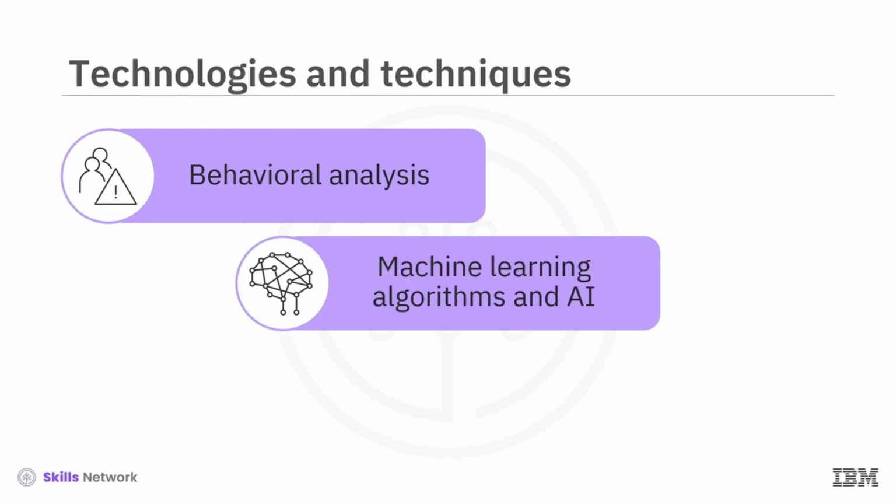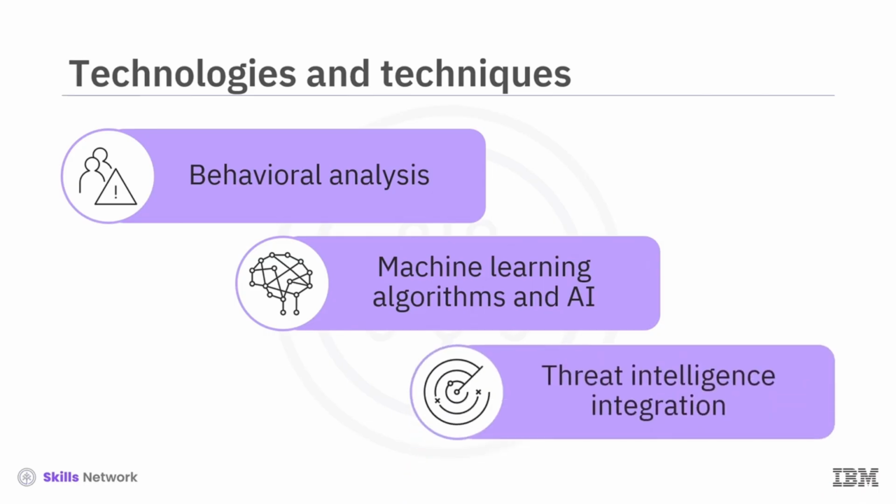In addition, machine learning algorithms and artificial intelligence enhance threat detection accuracy by analyzing large data sets. They can also identify patterns and anomalies associated with malicious activities. Machine learning algorithms also adapt over time, improving their effectiveness. Integrating threat intelligence into extended detection and response keeps the system updated with the latest threat indicators and attack techniques, improving its ability to detect emerging threats.